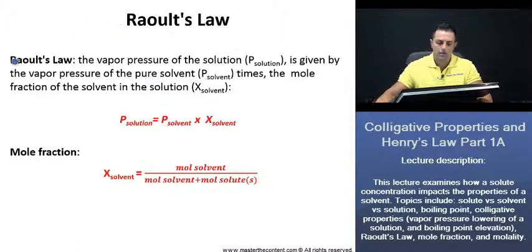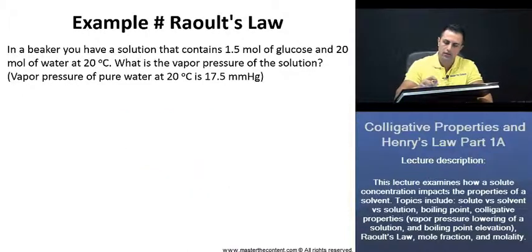Raoult's law states that the vapor pressure of the solution is given by the vapor pressure of the pure solvent times the mole fraction of the solvent in the solution. And what is the mole fraction? We covered it in a previous lecture series, but we'll just quickly define the equation here. The mole fraction is going to be the moles of the solvent over the moles of the solvent plus the moles of the solute or solutes. Great, let's actually do an example of Raoult's law now, and we'll do that on the next slide.